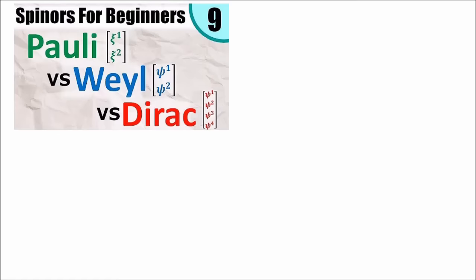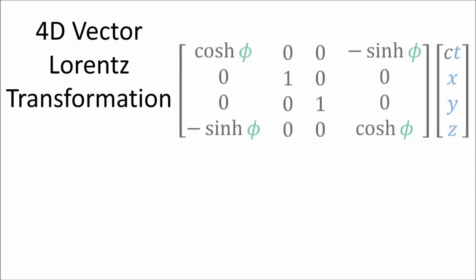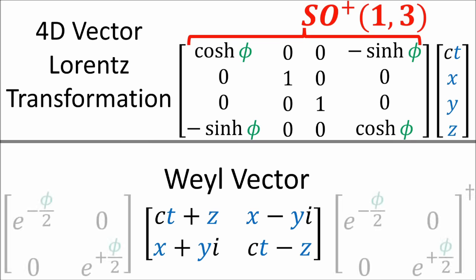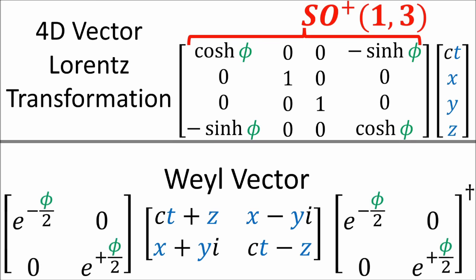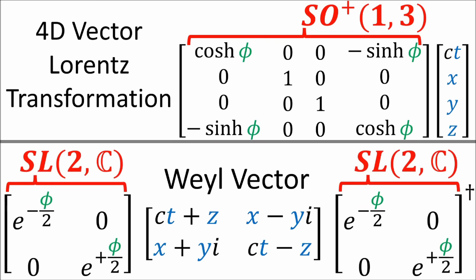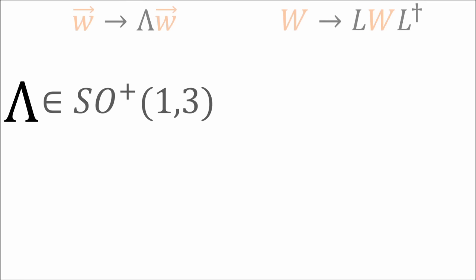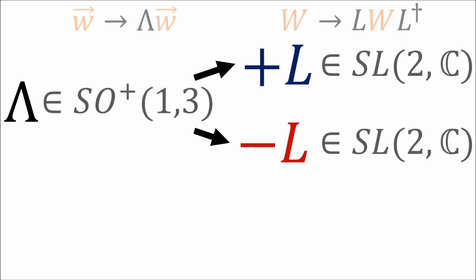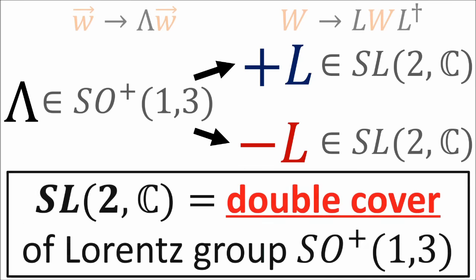In video number 9 of this series, we found we could also write a 4D spacetime vector as a 2x2 complex matrix that I decided to call a Weyl vector. This is Lorentz transformed by a double-sided transformation using SL2C matrices, which are the 2x2 complex matrices with determinant 1. For every SO+(1,3) matrix, there are 2 SL2C matrices, plus L and minus L, that do the same Lorentz transformation. So SL2C is the double cover of SO+(1,3).